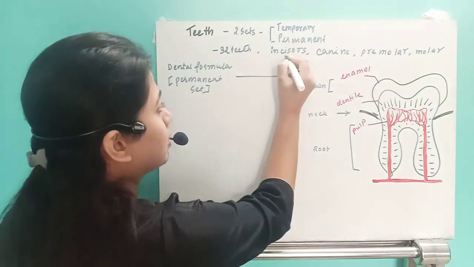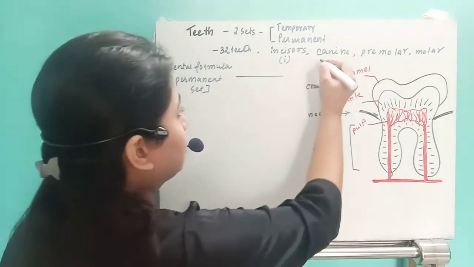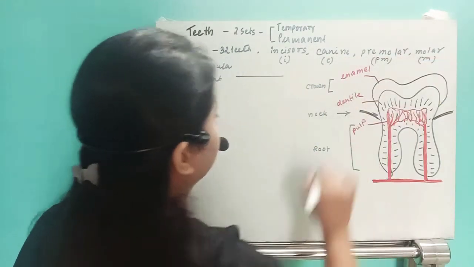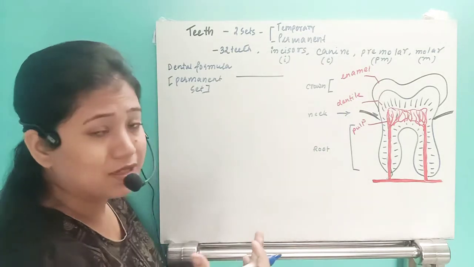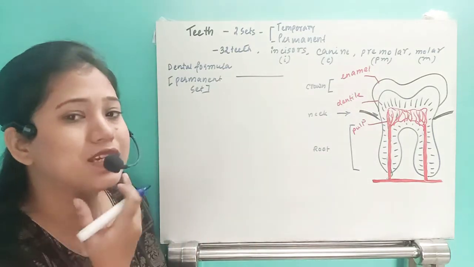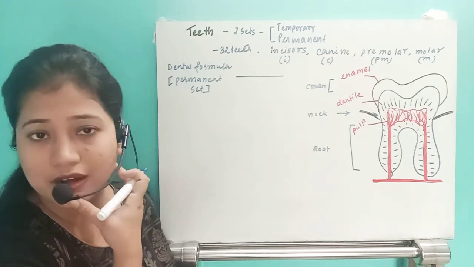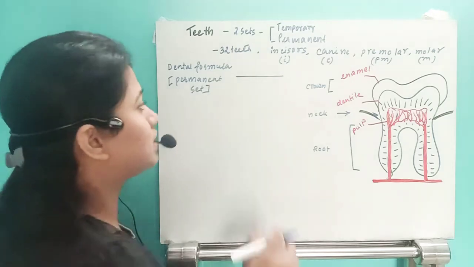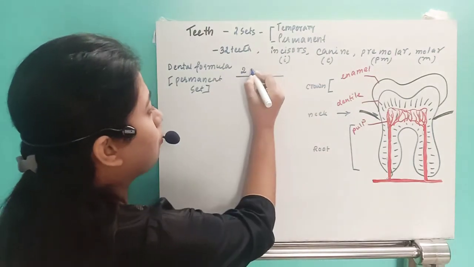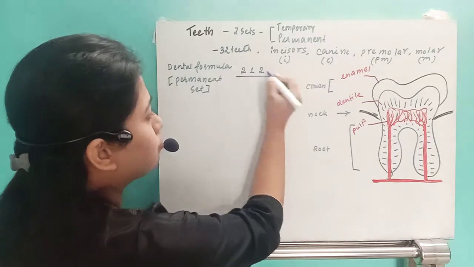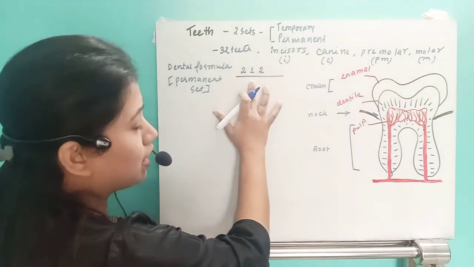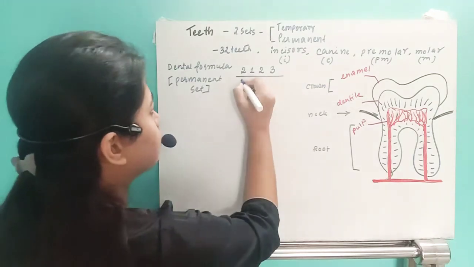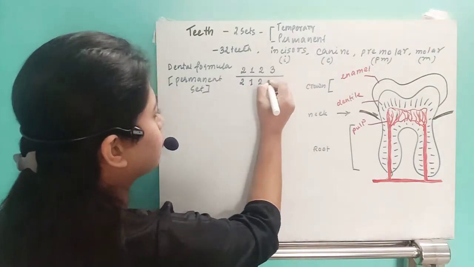Incisors are designated with I, canine C, premolars P, and molars M. So what is the dental formula? From the 16 teeth in one jaw, if you see one half of one jaw only, you will get 8 teeth. So what are those 8 teeth? 2 incisors, 1 canine, 2 premolars and 3 molars. Okay, 2, 1, 2, 3 by 2, 1, 2, 3.